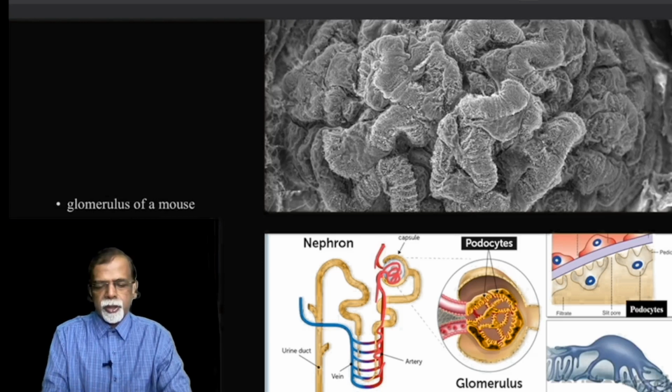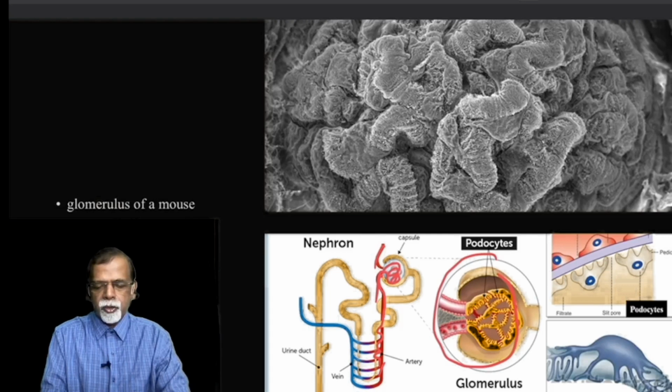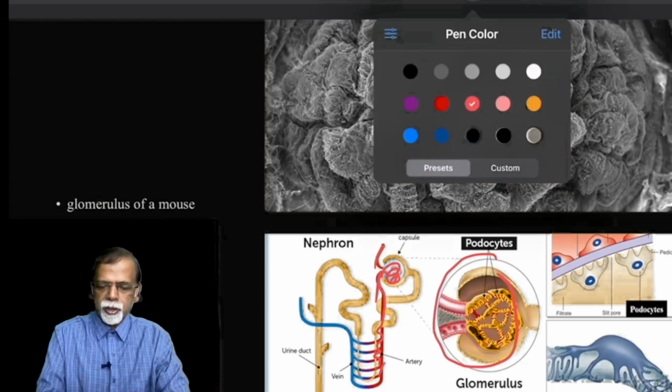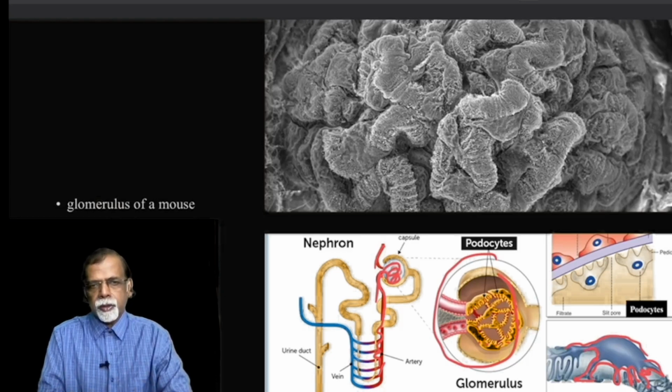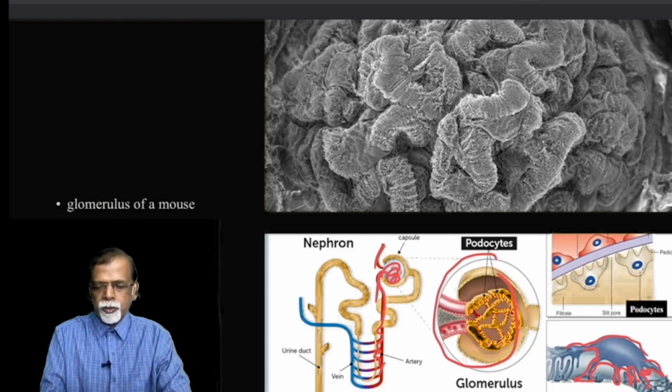And in this picture you can see a somewhat larger view of the glomerulus. Here you can see the modified visceral epithelial cells forming foot processes, and they are sitting on or covering the capillary network of the glomerulus. So this is the picture of the podocyte. You can see the podocytes with the multiple foot processes. So these are the podocytes. They are on the outer side of the glomerulus.